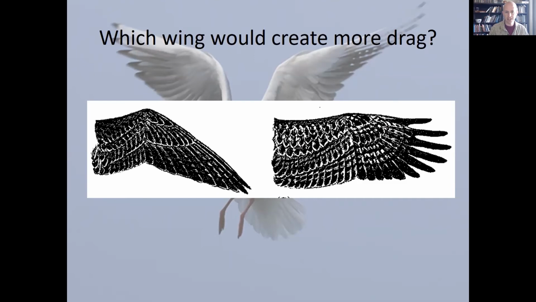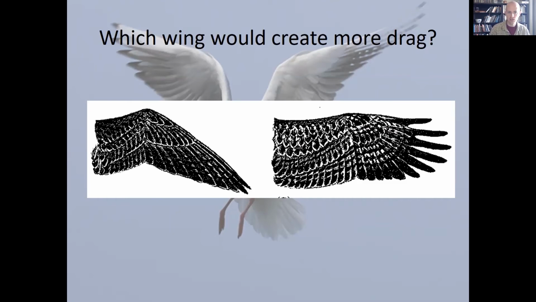Now let's take these ideas and apply them to bird wing sizes and shapes. Here we have a wing on the left of maybe a falcon or a shorebird, and a wing on the right that could be like an eagle or a heron or a crane or something like that.